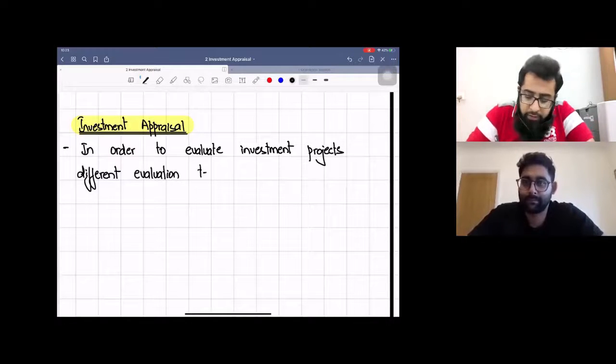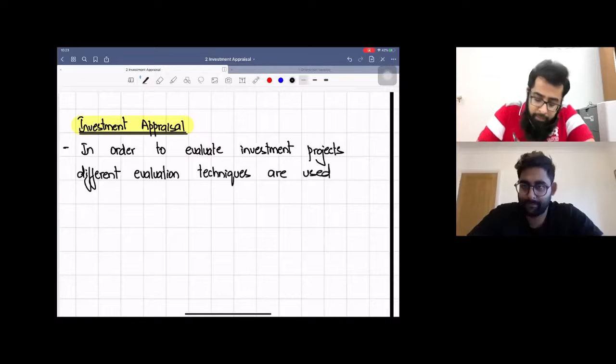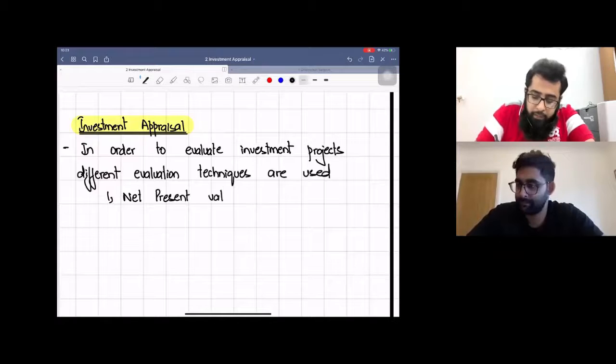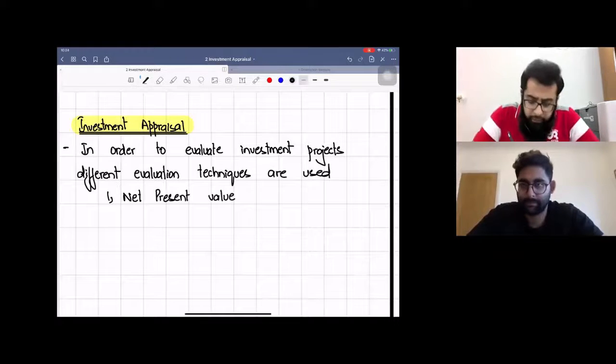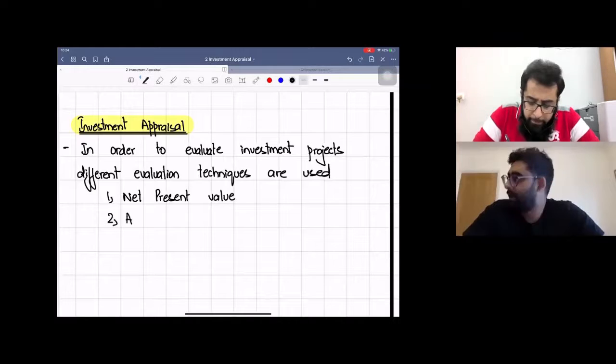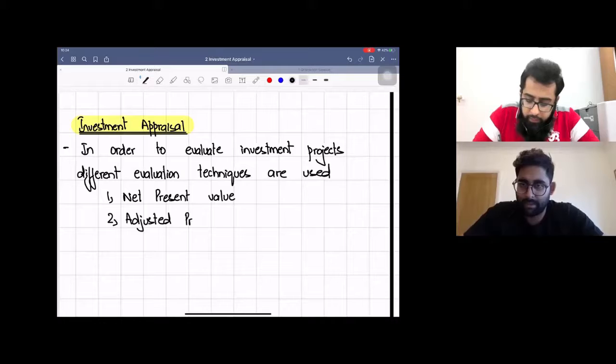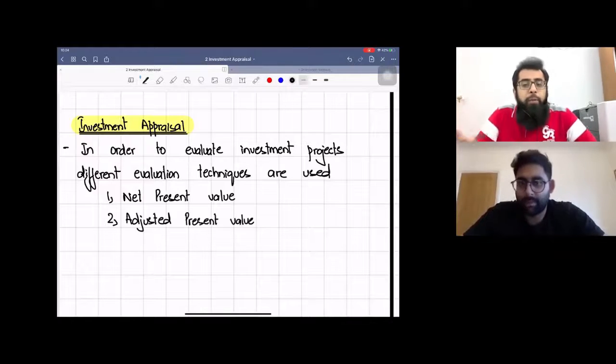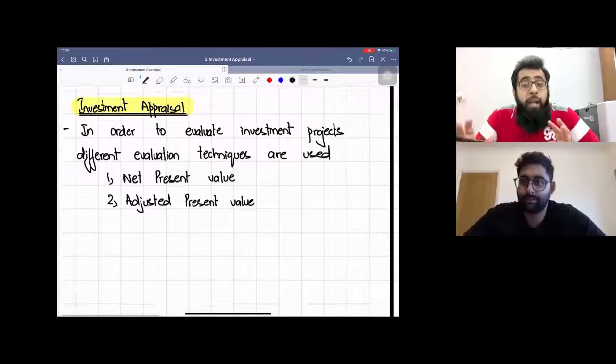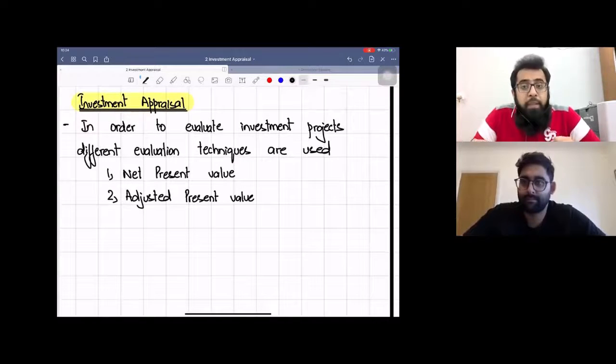Different evaluation techniques are used, like for example, we use the net present value technique, NPV, the basic net present value technique. We use the adjusted present value technique. Have you studied adjusted present value in your past exams? I would have done, I just don't remember much. But I hope that net present value you must remember. That was a very easy technique. But in adjusted present value, we make financing adjustments.